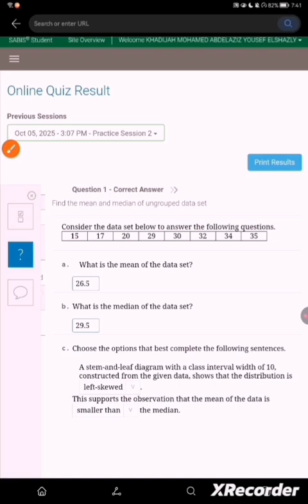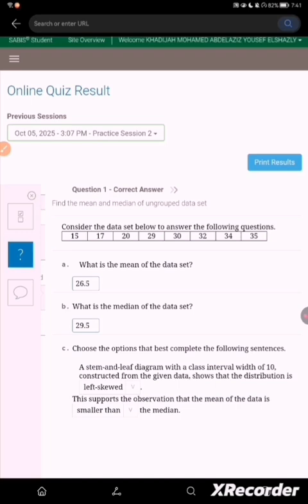Okay? So for part C, a stem and leaf diagram with a class interval width of 10 constructed from the given data shows that the distribution is left skewed. This supports the observation that the mean of the data is smaller than the median. Now, in the computer part, this is very easy to solve if you have them memorized. From what I told you to memorize, the mean is smaller than the median, so you automatically know it's left skewed and you can fill in the answers.